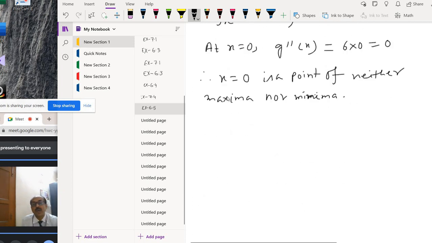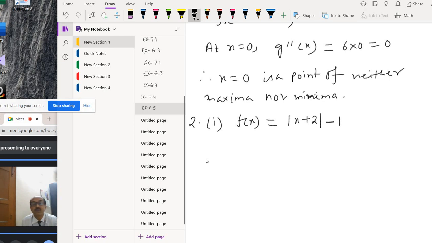Number 2, part 1, first question. The question is: find the maximum and minimum value. Okay, 2.1. f(x) equal to mod of x plus 2, mod of x plus 2 minus 1. This is the question. Find maximum and minimum value.